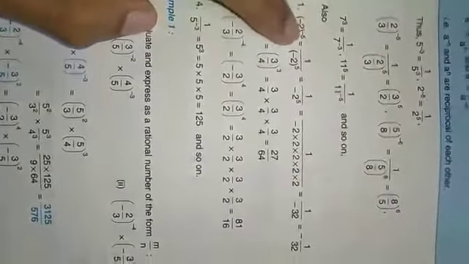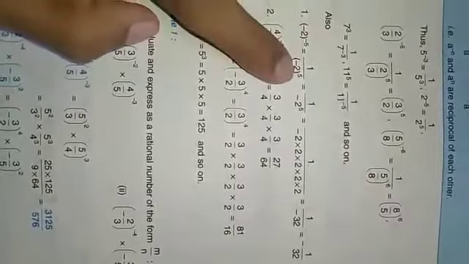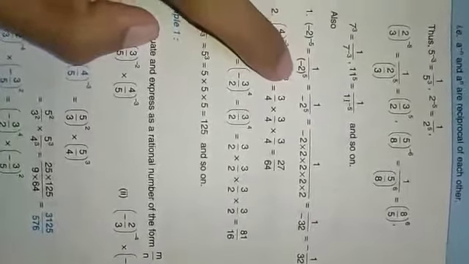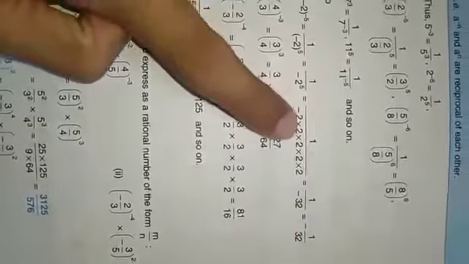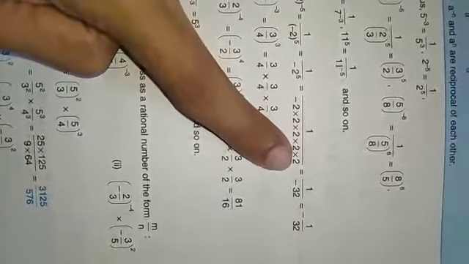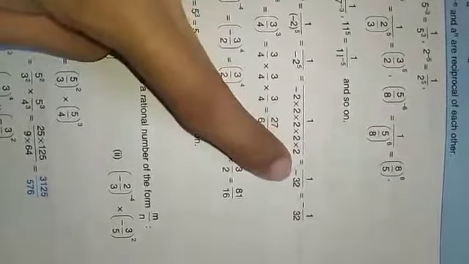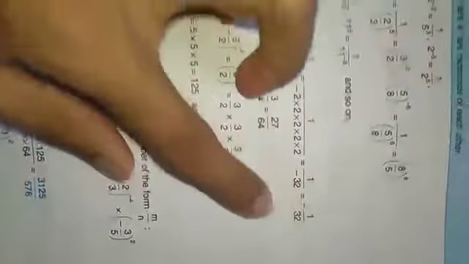So if we write minus 2 to the power minus 5, that means 1 by minus 2 to the power 5, as minus 5 will be plus 5 here. So 1 by minus 2 to the power 5 means 1 by minus 2 into minus 2 into minus 2 into minus 2 into minus 2. That means 1 by minus 32. It will be the answer, minus 1 by 32.